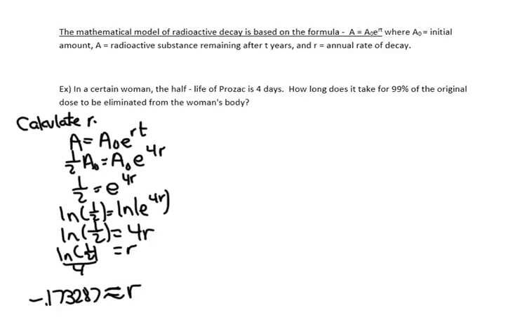So now that I know the rate, I can actually answer the question. Again, what's the original question? How long does it take for 99% of the original dose to be eliminated from the body? So I'm going to go back to this. Now, 99% to be eliminated. Well, 100 minus 99 is 1%. That's how much is going to be left. So I can rewrite that as 1 over 100 A of 0 equal to A of 0 times e to the rt.